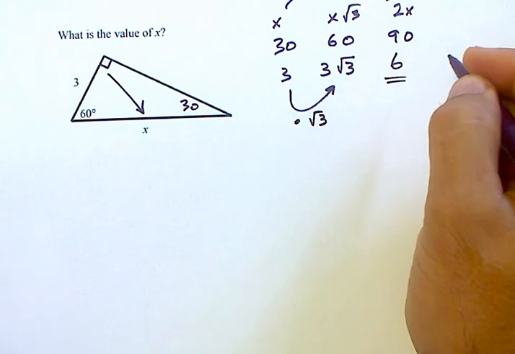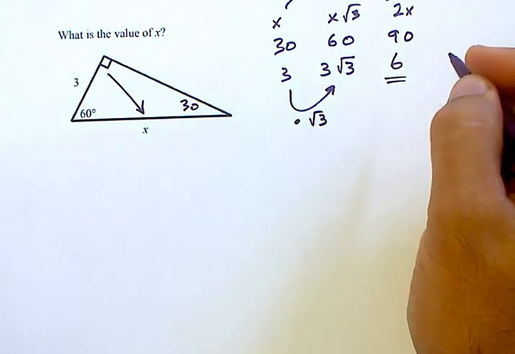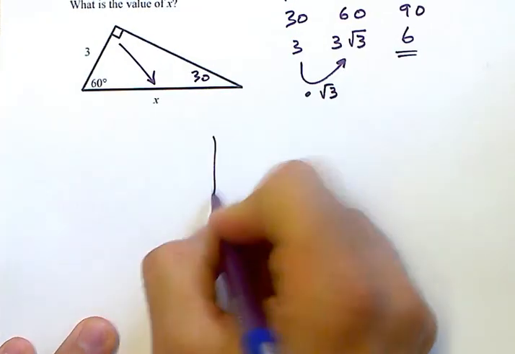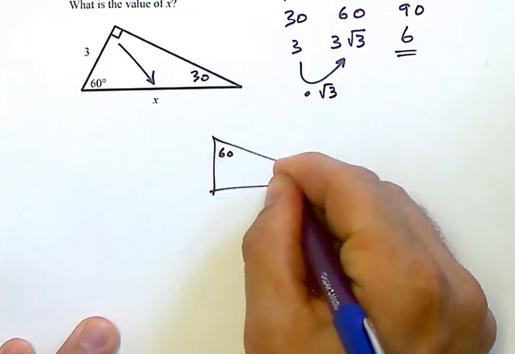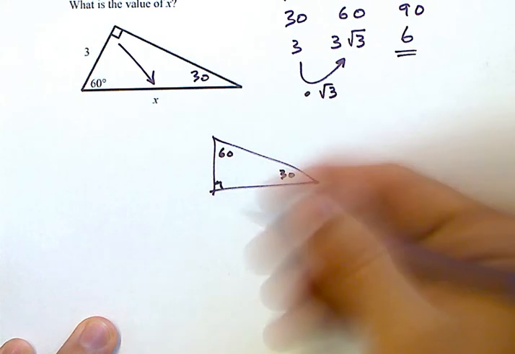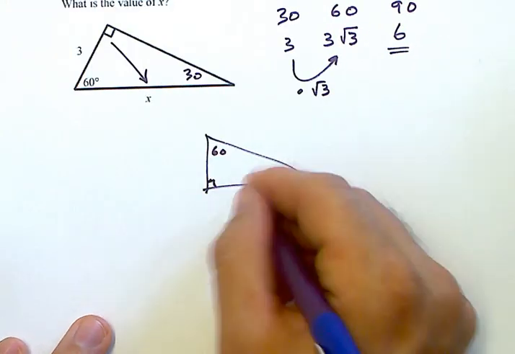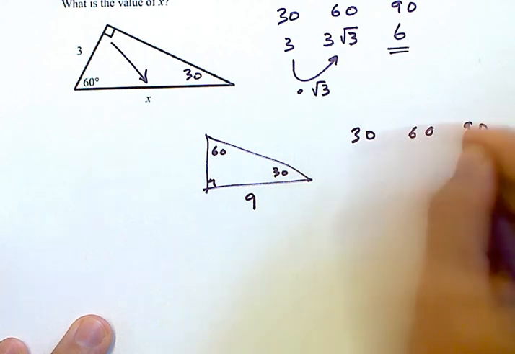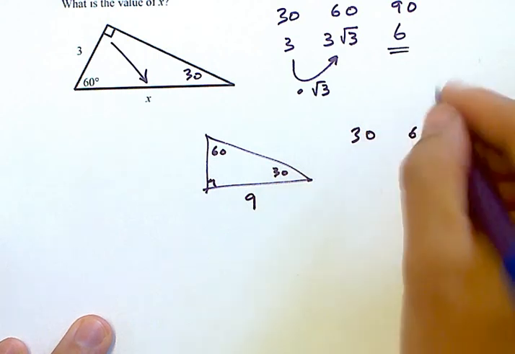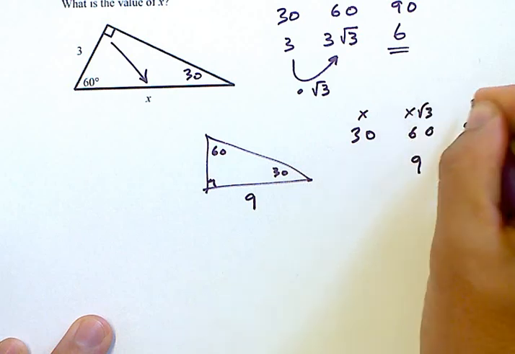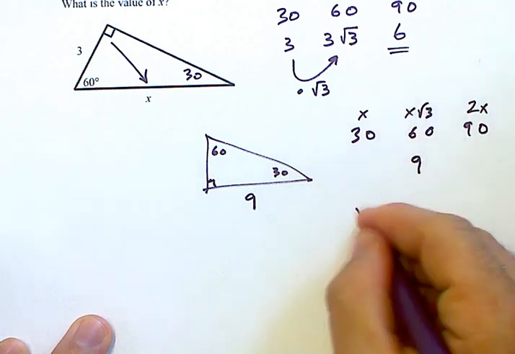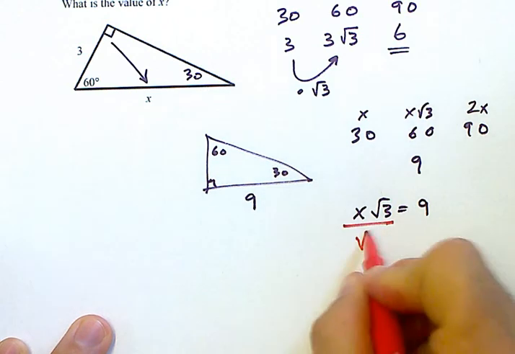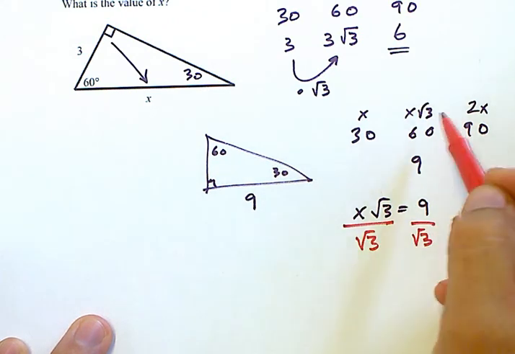One other one you can look at is if they give you the side opposite 60. So let's take a quick look at one like that. They're giving you the side opposite 60, and let's do one where you can reduce. Let's say it's 9. So you have the 30-60-90, and the side opposite 60 is 9. Now, it's x, x square root of 3, 2x. So x square root of 3 equals 9. If you want to know what x is, you just divide by square root of 3, and that'll give you your 30.